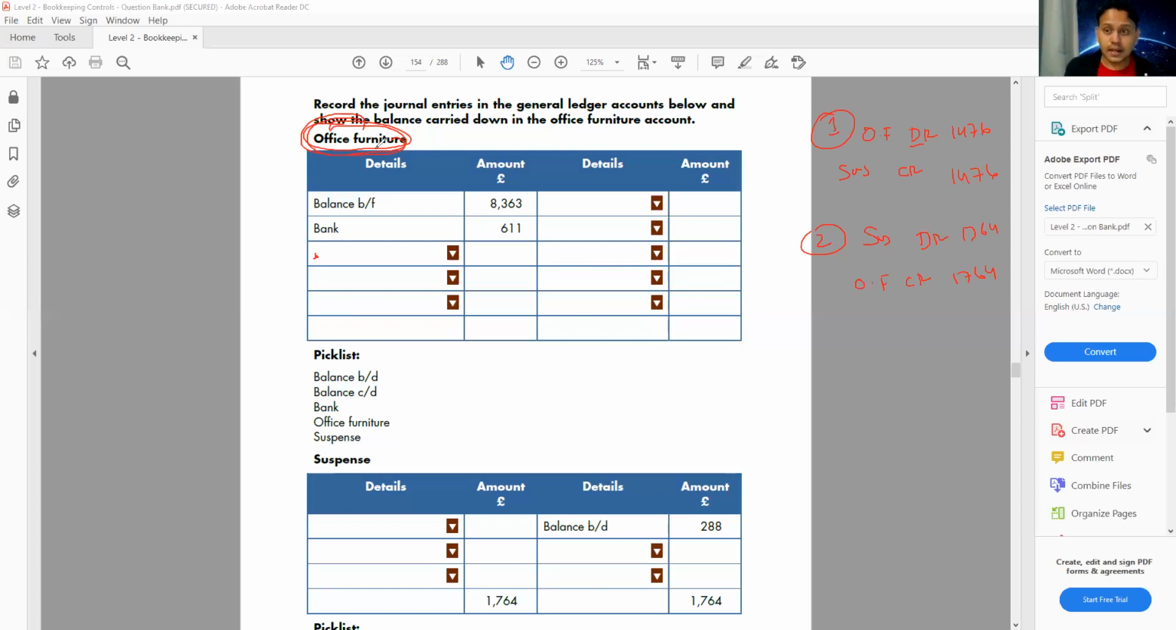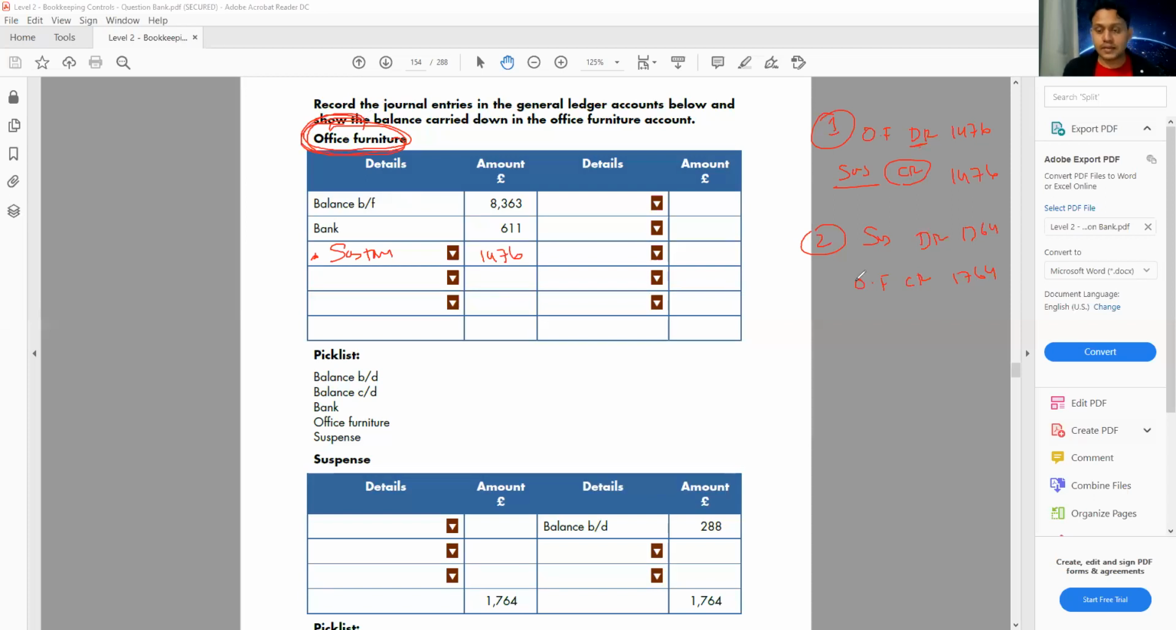So here, the office furniture is debit, and he has the priority. So office furniture is debit, so I'm writing on the debit side, but I'm writing the opposite name, that is suspense. And the amount is 1476. So suspense is our debit. You see the suspense is credit here, but I'm writing on the debit side. Why? Because the office furniture is debit and we are in the office furniture account.